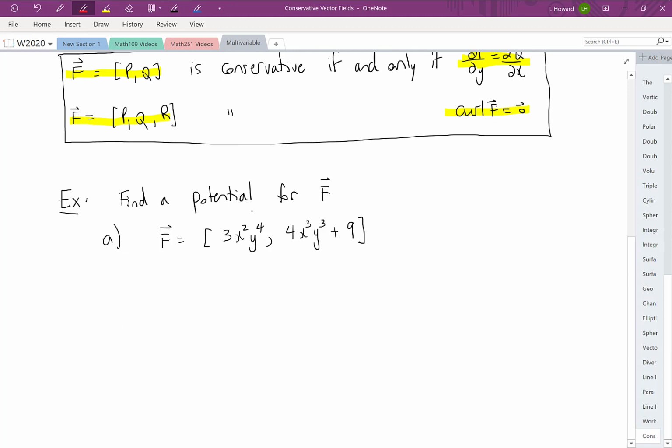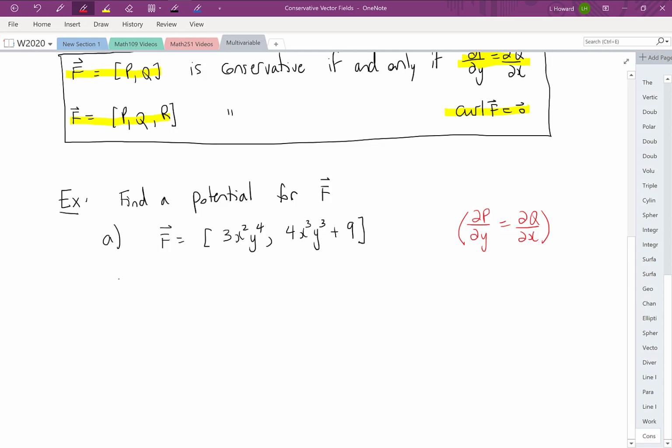In this example, we're going to practice finding a potential for a vector field. So in part A, we're given a vector field. Presumably this vector field is conservative because we're being asked to find a potential for it. But if you wanted to check that it was conservative, just check that the partial derivative of the first component with respect to y is equal to the partial derivative of the second component with respect to x. So that does work out, but in approaching this problem, I would just trust that that was true because we are being asked to find a potential.